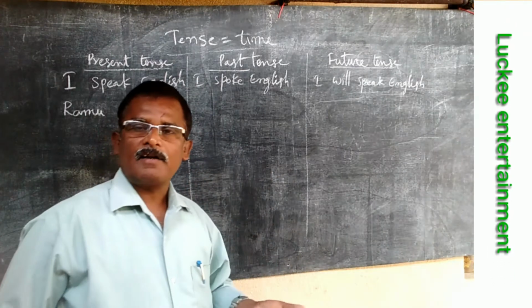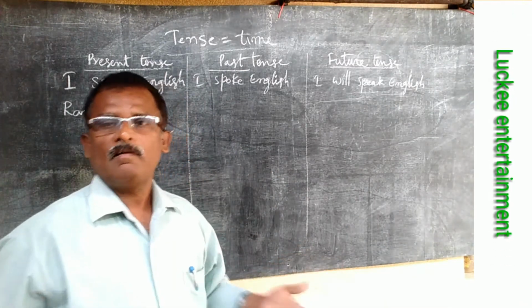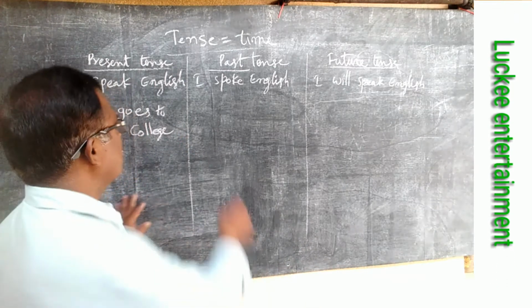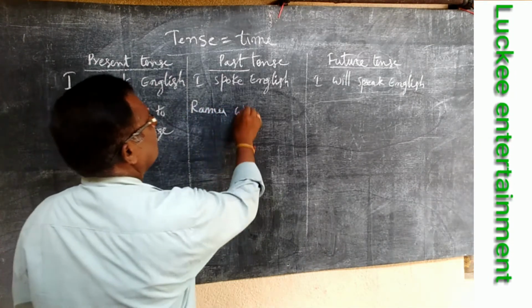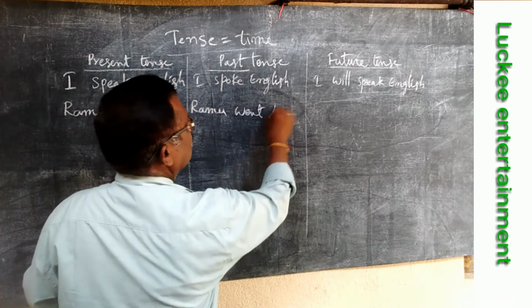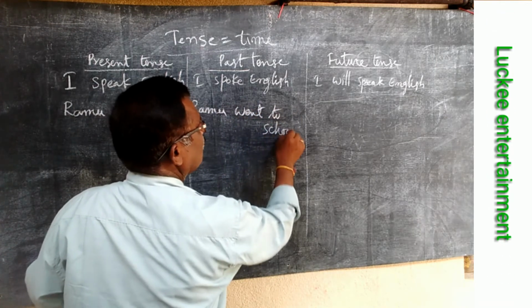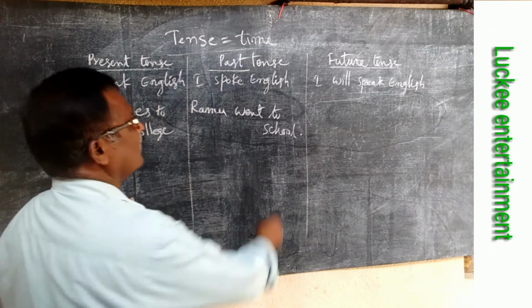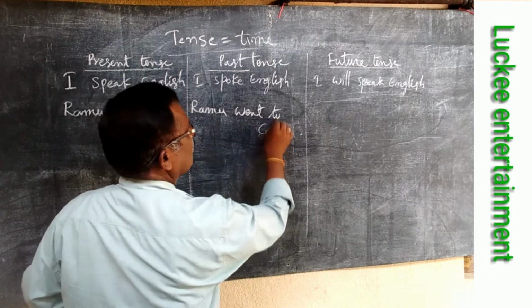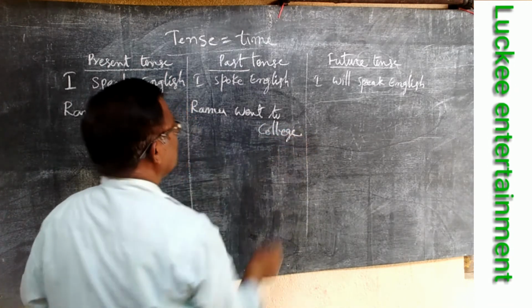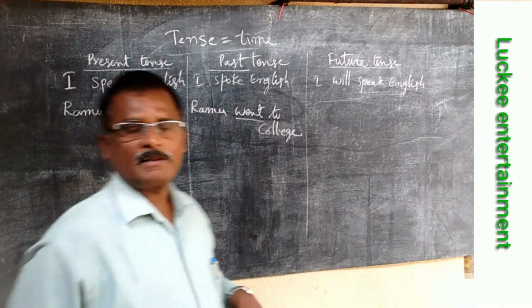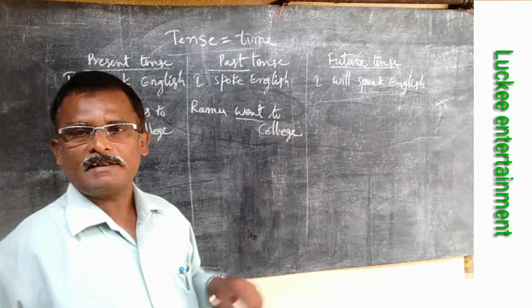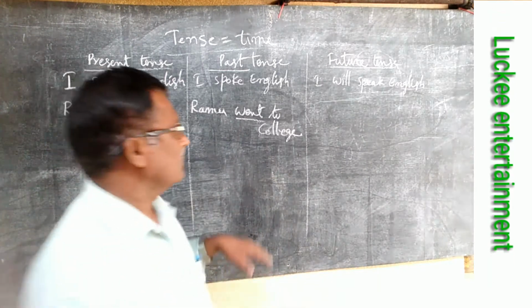Ramu school ku vellad ankonde, we have to change the verb into past tense. Ramu went to school. Ramu school ku velladu or college. Ramu went to college. Here go is changed into went in the past tense. Go is present tense, went is in past tense.